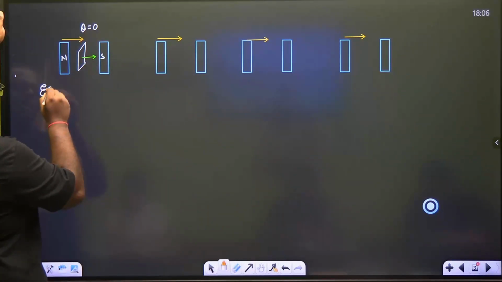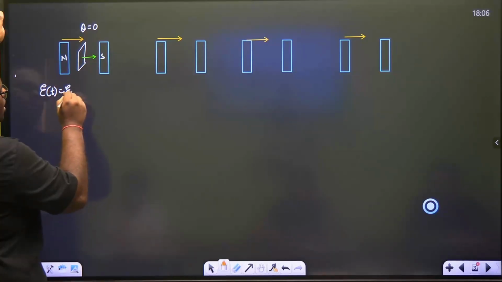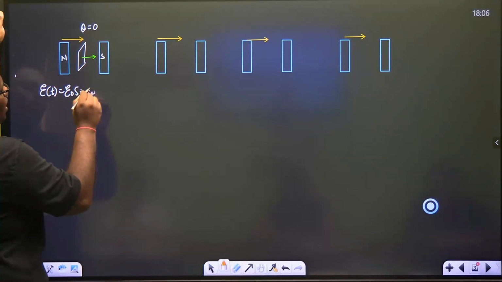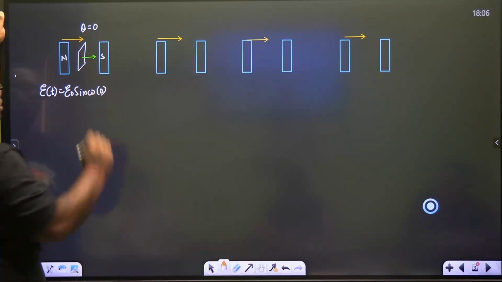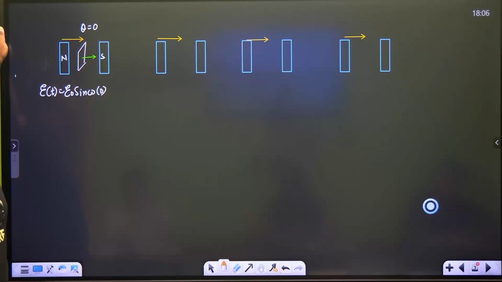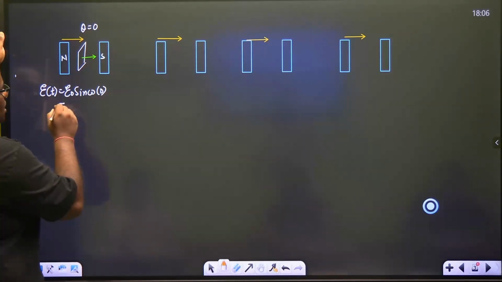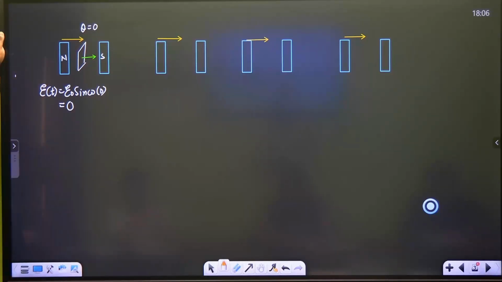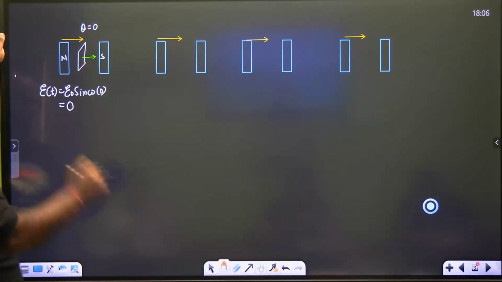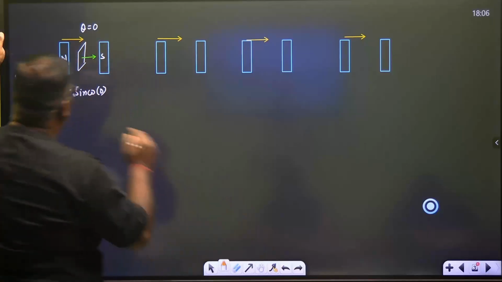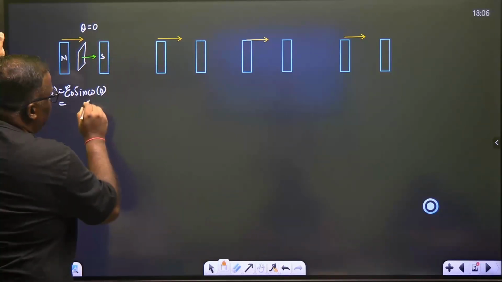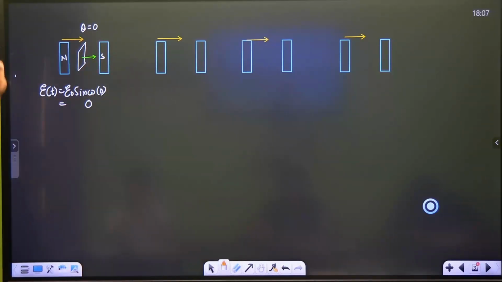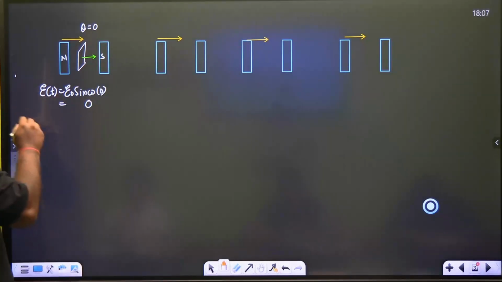E at a time t is given by E naught sine omega t, which is E naught sine 0. Sine 0 is 0. So at this moment the EMF generated will be 0. Minimum EMF. Have you understood? The sine value is 0 out here. Rather than writing omega t, I'm deliberately putting the 0 here to understand that the sine value is 0. What about the flux out here, children?